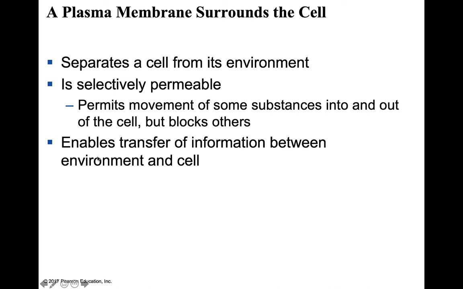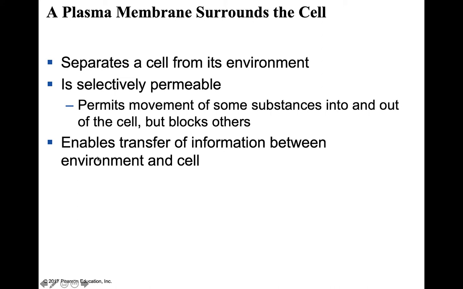And one thing that is really important is the cell membrane is what we call selectively permeable. What that means is some substances will enter the cell and exit the cell, but others can't. Probably the most important determinant as to what will freely move into and out of the cell is solubility. So only things that are lipid soluble can easily enter and exit the cell.